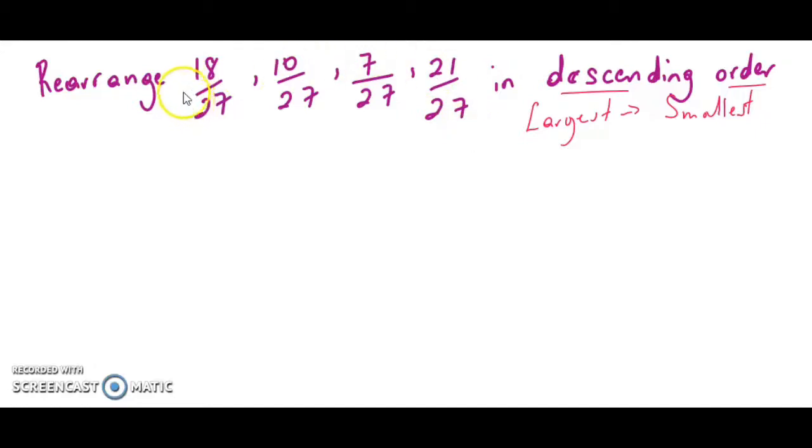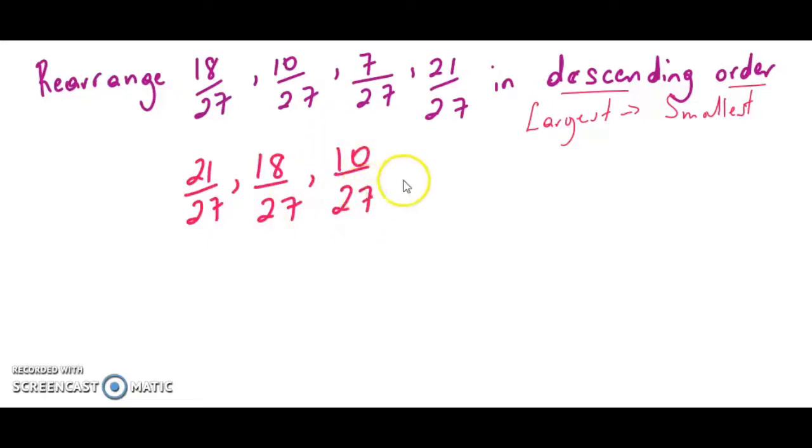So we're just going to rearrange using the numerator because the denominator is of the same value. If we're going to start with the largest number, that would be 21 over 27, and the next largest number would be 18 over 27, and the next number would be 10 over 27, and the last one is 7 over 27. That would be our answer if we are going to rearrange the fractions in descending order.